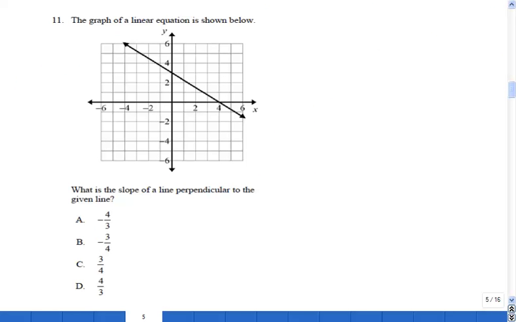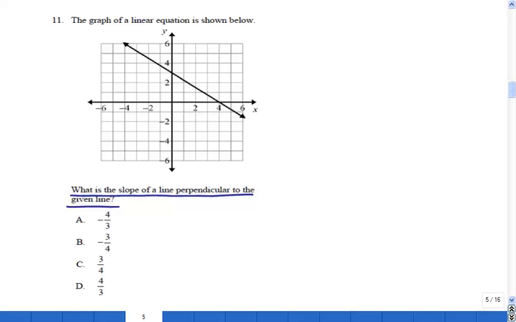Next one, problem 11. The graph of a linear equation is shown below. What is the slope of a line perpendicular to the given line? And before you do anything in trying to find whatever attribute of the given graph, you have to remember that two lines will be perpendicular to each other if the product of their slopes is equal to -1.